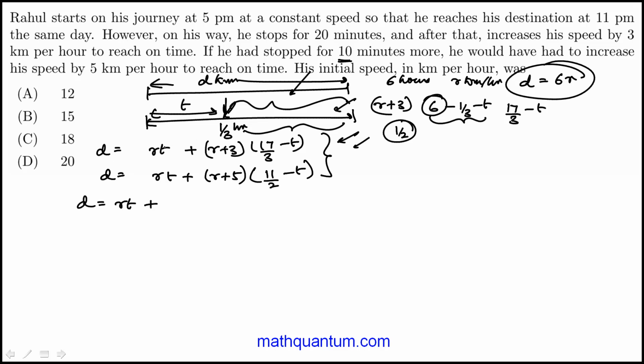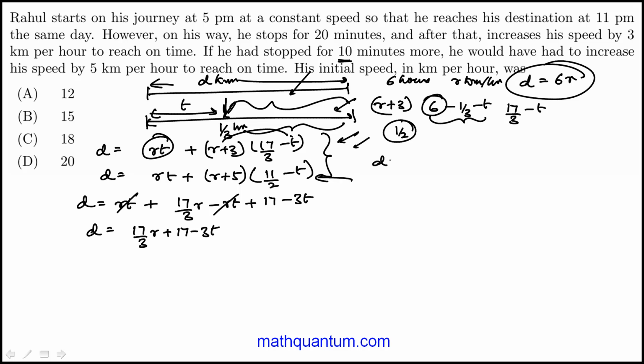So with these questions, typically that RT term will drop once you do this multiplication. That's a common setup. So 17/3 R minus RT plus 17 minus 3T. So you'll see that drops out. And I'll leave it in that form. And then I'll do the same thing for here. RT plus 11 over 2R minus RT plus 55 over 2 minus 5T. This drops out. 11 over 2R plus 55 over 2 minus 5T.